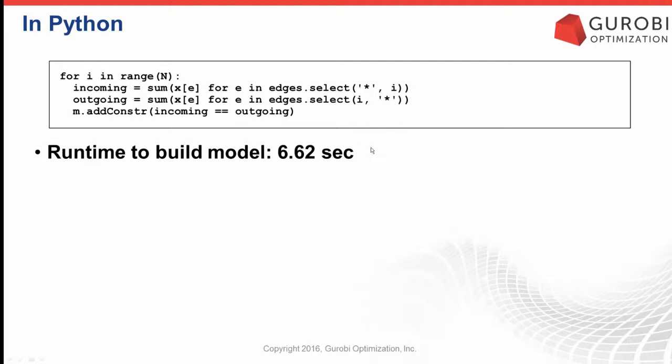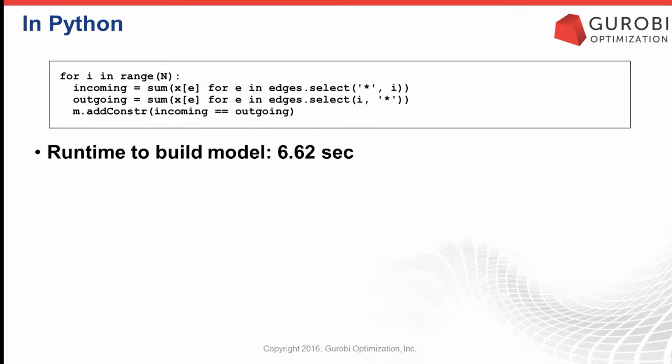Next, let's take a look at the Python code for the same thing. So now we're going to iterate over the number of nodes, and we're going to create the flow conservation constraint. So we're going to sum over the edges that come into that node and the edges that leave that node, and we're going to add a constraint that the flow in must equal the flow out, and we add that constraint to the model. This is what our sample program looks like in Python, that main loop. And not just this main loop, but the whole program, the build phase took on average 6.62 seconds.